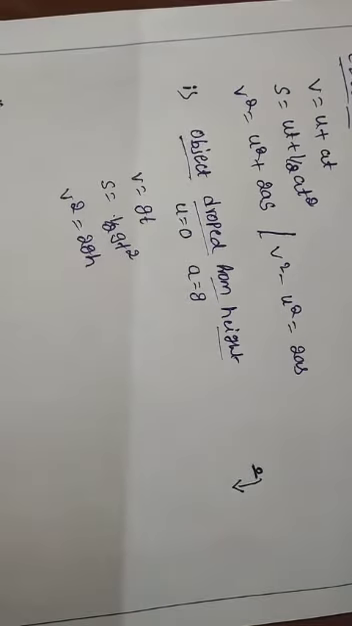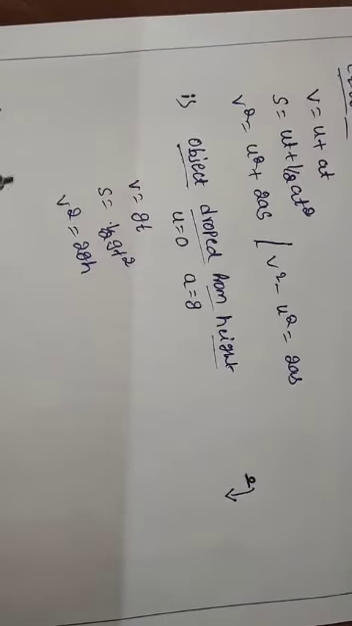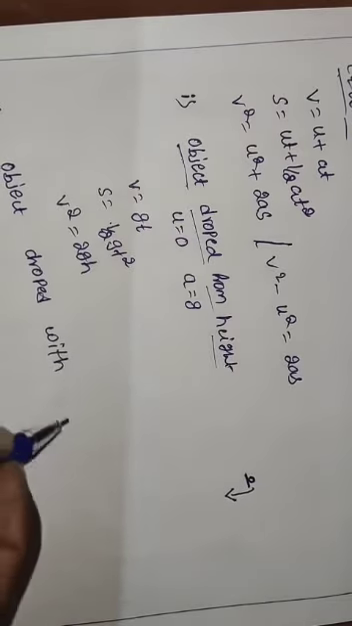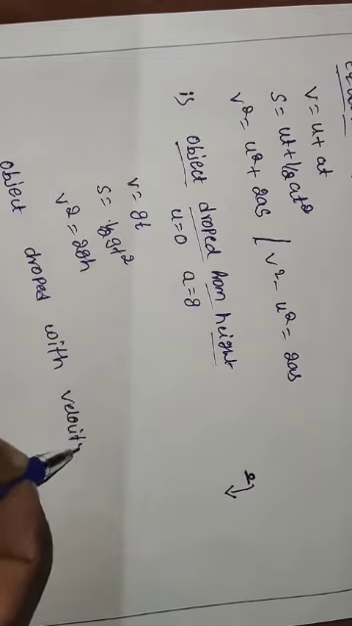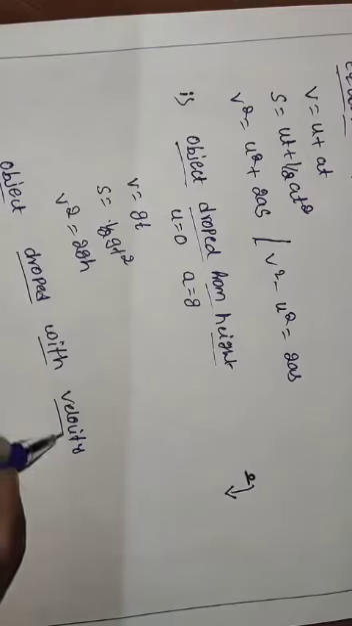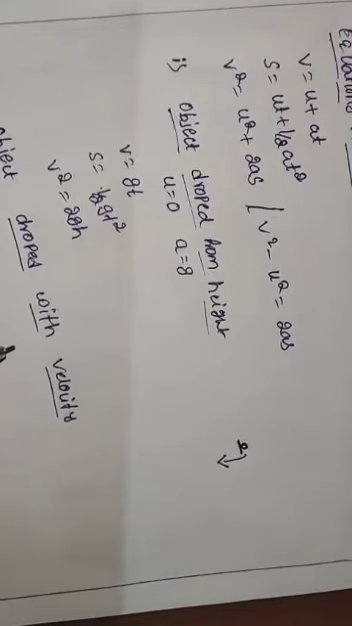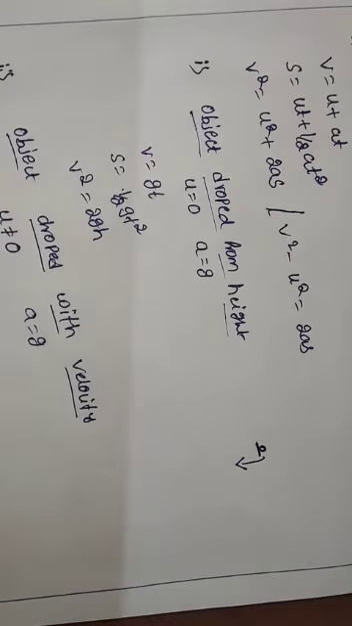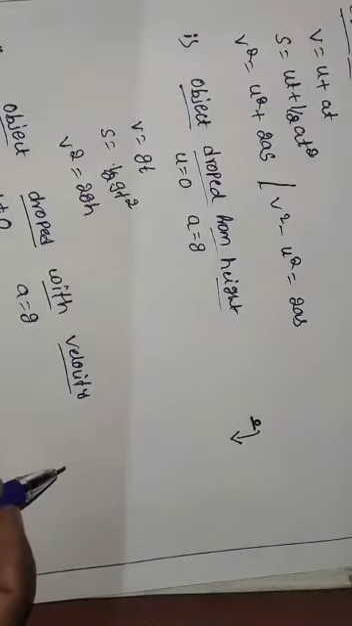The second situation is the object dropped with velocity, with a certain velocity. It means the object has some initial velocity, that is u not equal to 0, and the acceleration, instead of a, we can write as g. Then the equations of motion are v is equal to u plus gt, and instead of s we can write height.